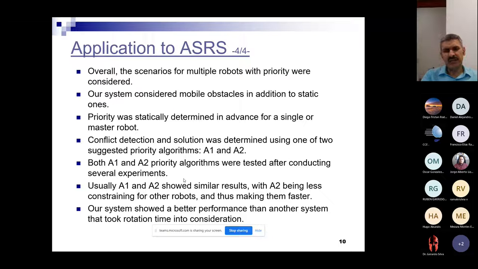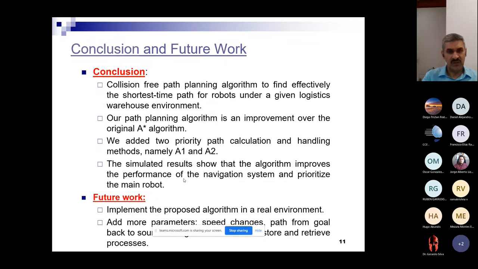Now taking the rotation time into consideration, we had a good performance in that. Of course, this work is not finished. As a conclusion, we did a collision-free path, to find effectively the shortest time path, and our path planning algorithms are an improvement on the original A star, which is from a long time ago. We added two priority paths, A1, A2. The simulated results show that the algorithm improved performance, especially when we talk about priority, so it will give a priority for the main group.